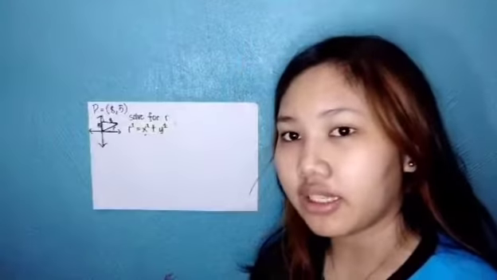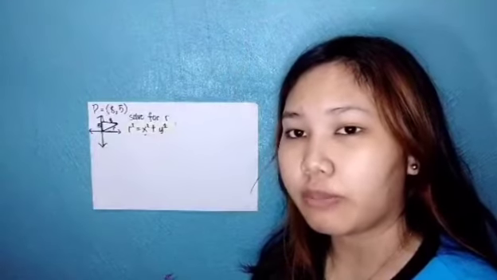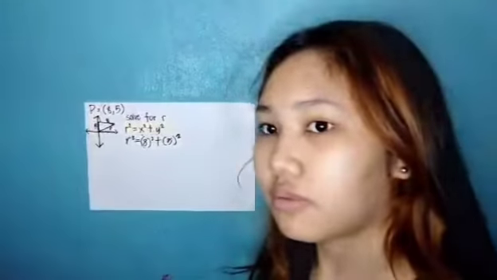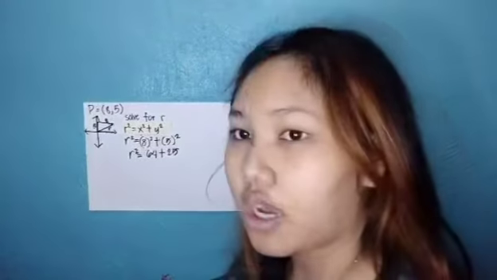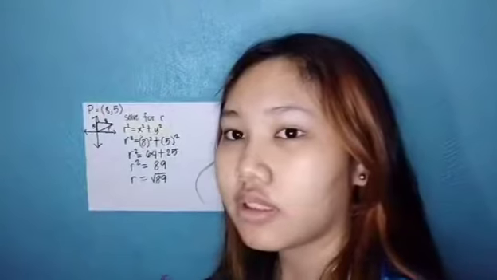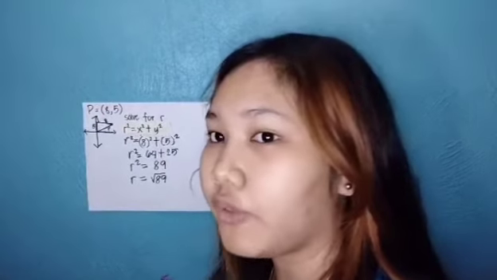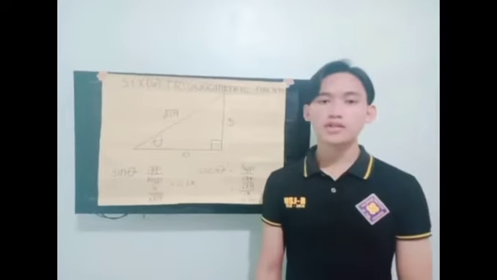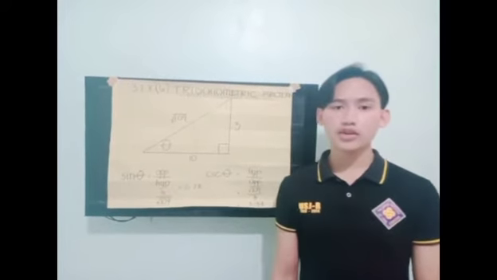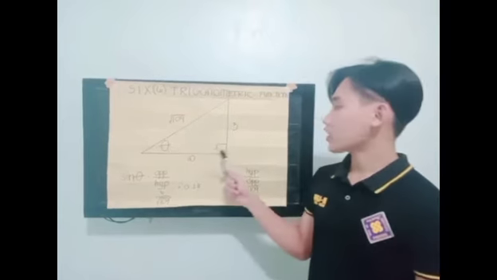We have the point (8, 5), so we're going to solve for the hypotenuse, which is r. Substitute the values, then square them. Add the two terms, and the decimal form is 9.43. Today, I will evaluate the 6 trigonometric functions of a right triangle.